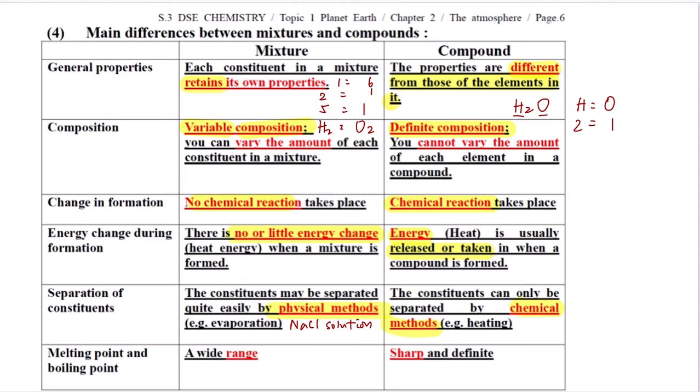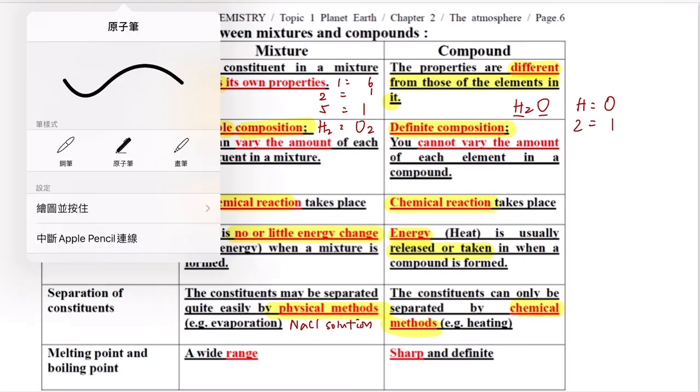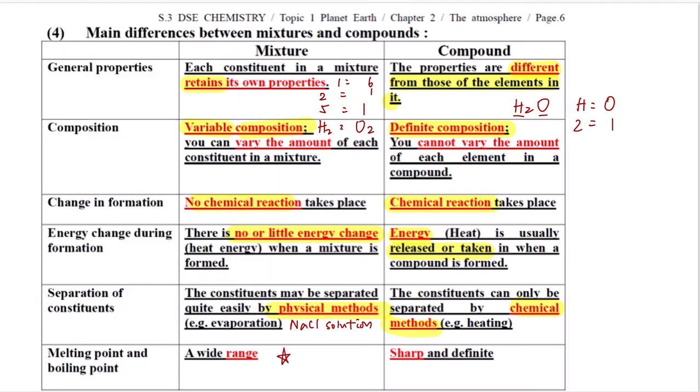Okay, then for melting point, so here is important. For melting point, for a mixture, it has a wide range, but for a compound, it is sharp and definite. For example, H2O, I use H2O again. Its melting point should be 0 degrees, and then 100 degrees for the boiling point. Okay, melting point and boiling point.